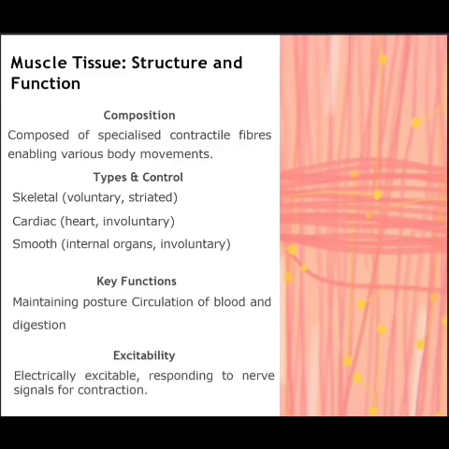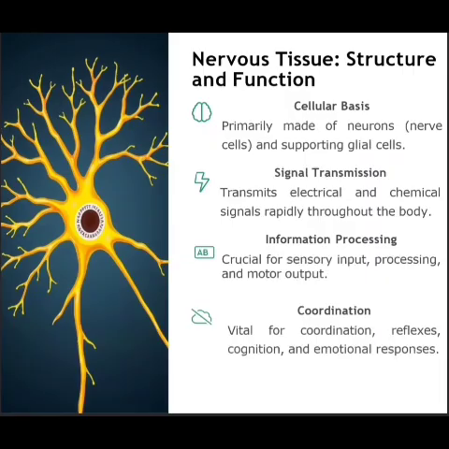Next, nervous tissue. It is made of neurons and glial cells. It sends electrical signals quickly across the body and it helps in sensing, processing information, controlling muscles, and thinking and emotions. It is found in the brain, spinal cord and nerves. It is crucial for sensory input, processing and motor output. And it is vital for coordination, reflexes, cognition and emotional responses.